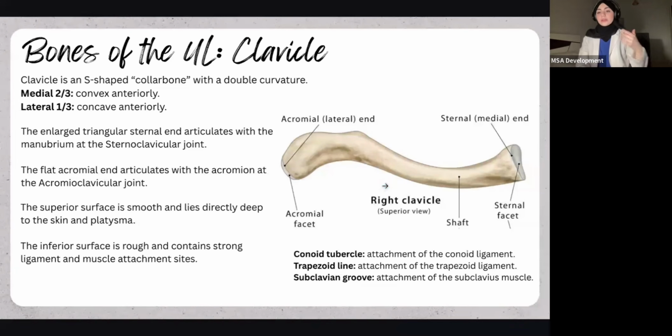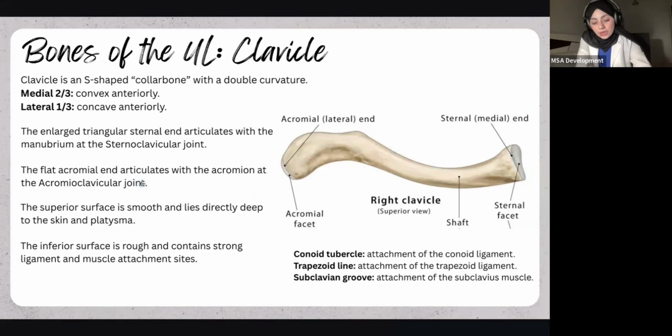So again, we're going to have a convex and a concave. Convex means at the medial 2/3, it's going to be curving outwards towards the person in front of you. And concave, it's forming a cave, so caving towards the lateral 1/3. So it's going to form basically an S: convex or protruding outwards medially, and then concave or caving inwards laterally.